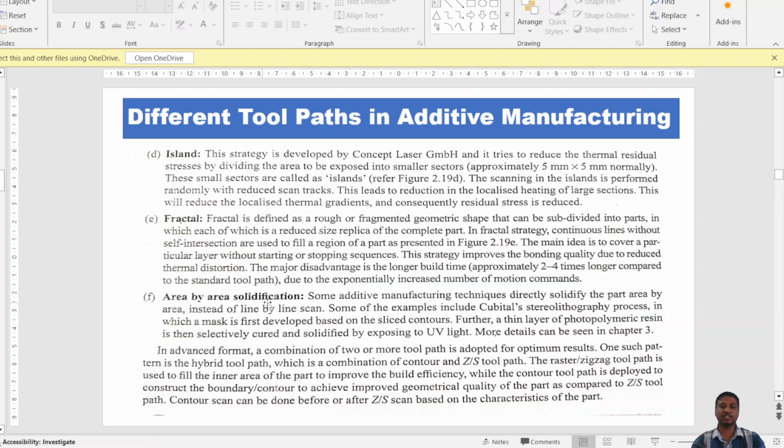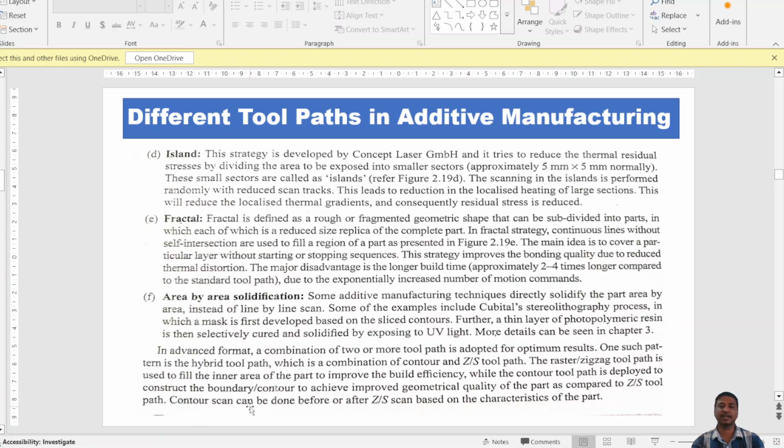Area by area solidification. Some additive manufacturing techniques directly solidify the part area by area instead of line by line scan. Some of the examples include the Cubital stereolithography process, in which a mask is first developed based on the sliced contours. Further, a thin layer of photopolymeric resin is then selectively cured and solidified by exposing it to UV light.